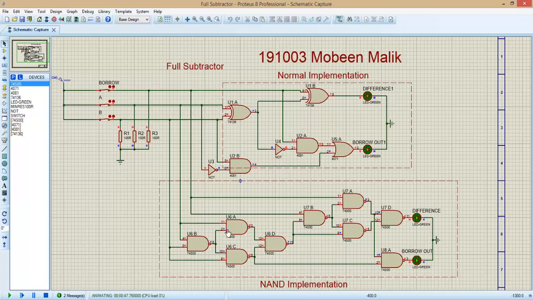So this was my implementation of NAND gates and normal gates for full adder, full subtractor, half adder and half subtractor.